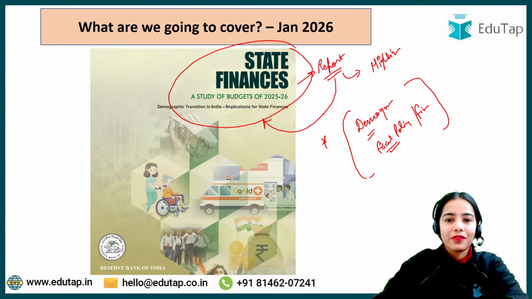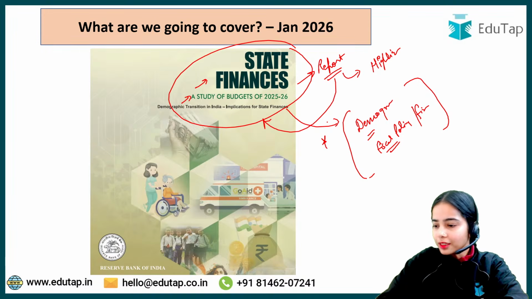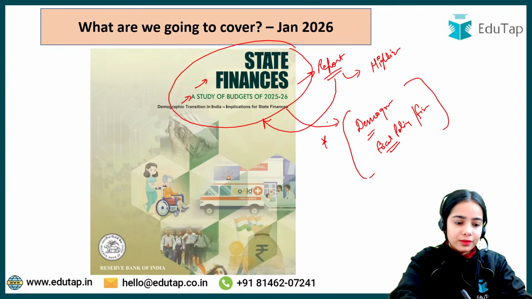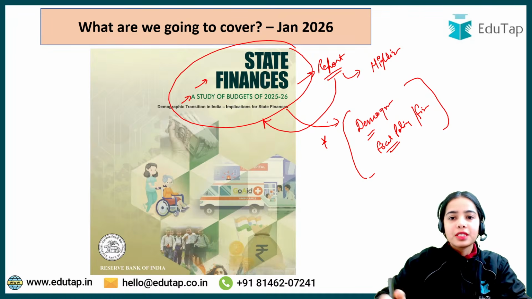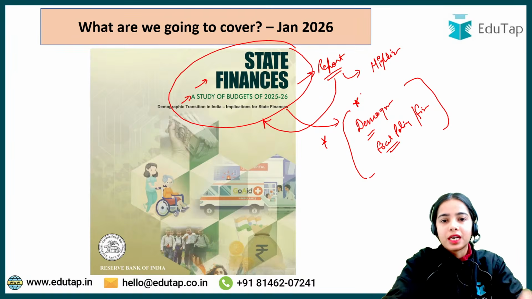So today let's start with the discussion about this report, that is the State Finances, a study of budgets of 2025-26, and we will discuss the different chapters in the report. Okay, so shall we start? Let's start with this important report. The question can come in the descriptive as well as in the objective form, and in what form the questions can come, we will be discussing also.